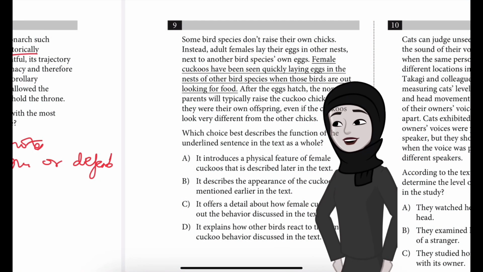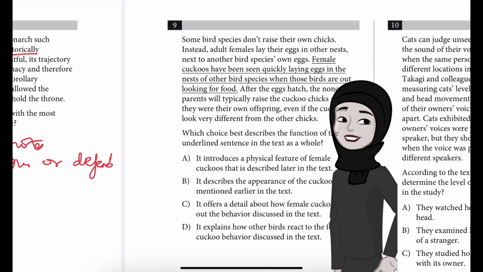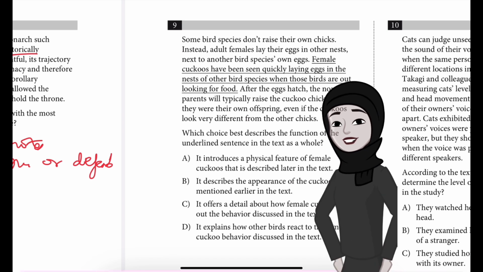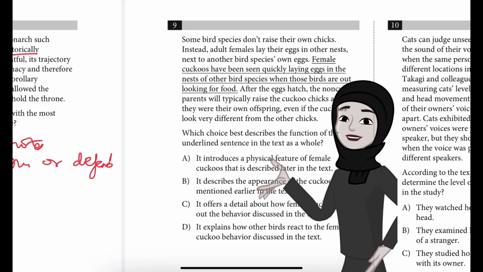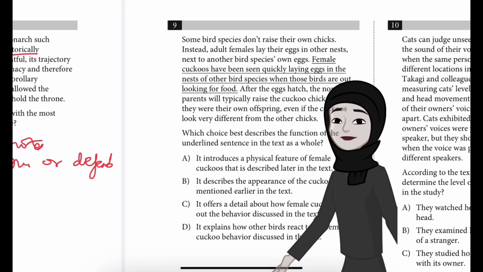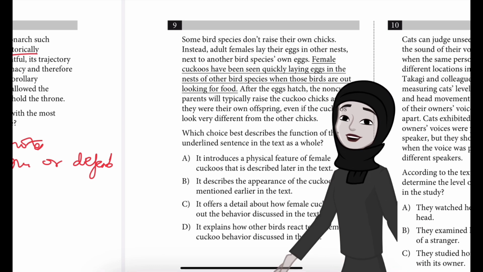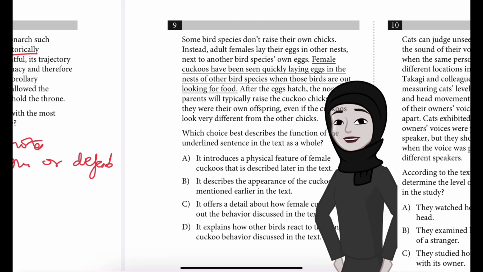So moving on to question number 9. This is about a bird species. Some bird species don't raise their own chicks. Instead, adult females lay their eggs in other nests next to other bird species' own eggs. Female cuckoos have been seen quickly laying eggs in the nests of other bird species when those birds are out looking for food. After the eggs hatch, the non-cuckoo parents will typically raise the cuckoo chicks as if they were their own offspring, even if the cuckoos look very different from the other chicks.